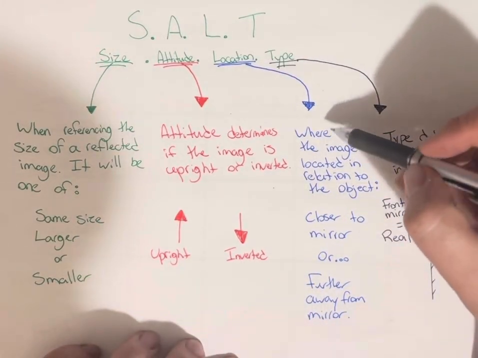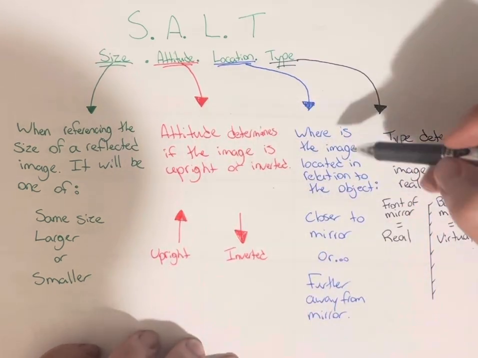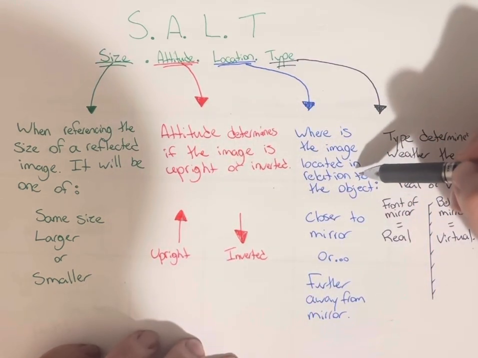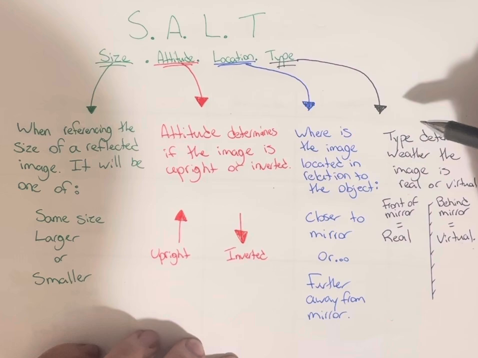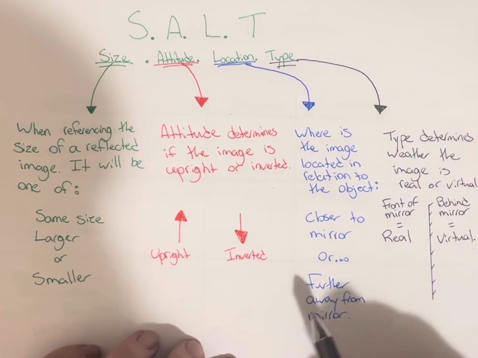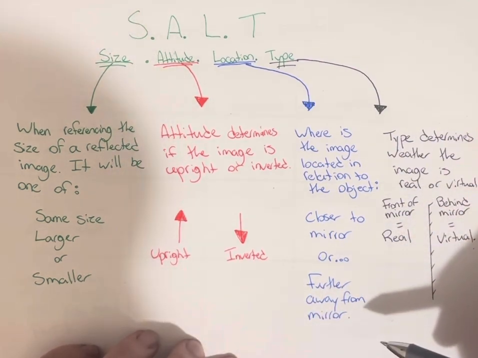And then looking forward, the next one is location. Where is that location of the image in relation to the original object? So was it closer to the mirror? Was it further away from the mirror?